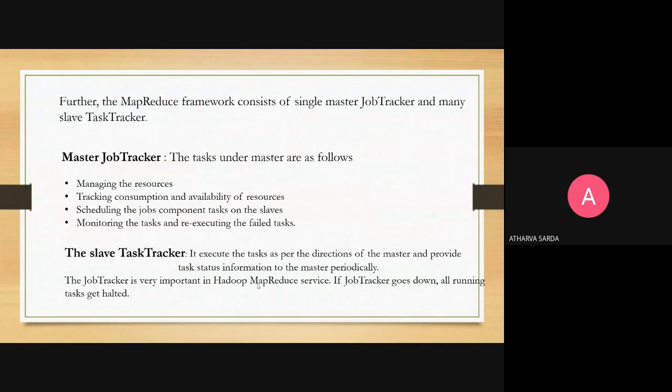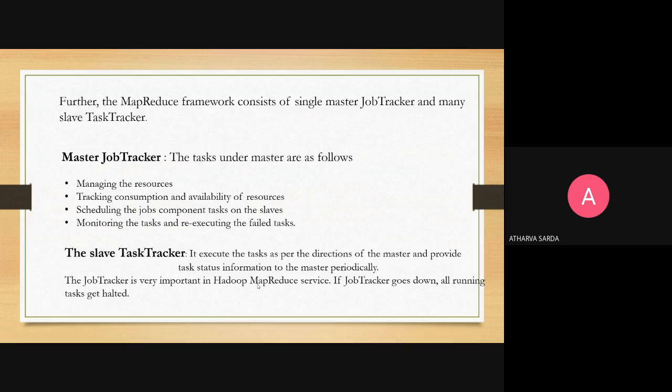Well, joke apart, the master job tracker. The tasks under the master are as follows. It manages the resources. It manages the data: which data should be given to whom to produce outputs. Tracking consumption and availability of resources. Scheduling the job's component tasks on the slaves. Monitoring the tasks and re-executing the failed tasks. The main duty is monitoring the tasks. If some task fails, then it rechecks it and produces the correct output.